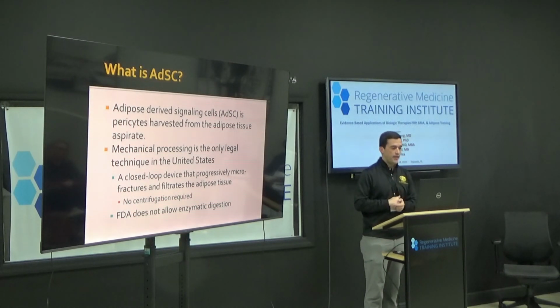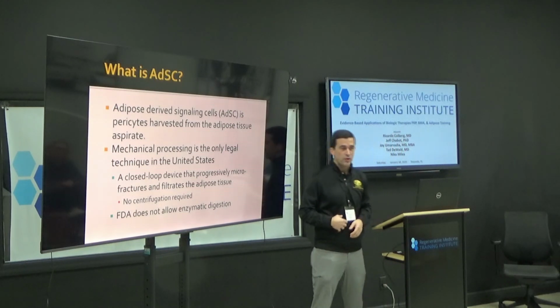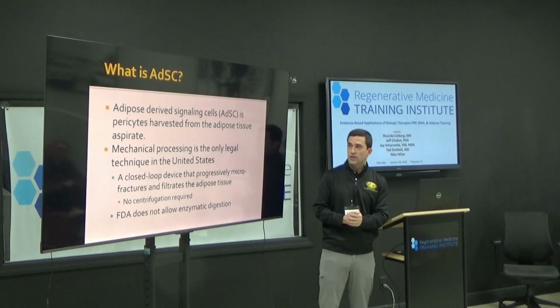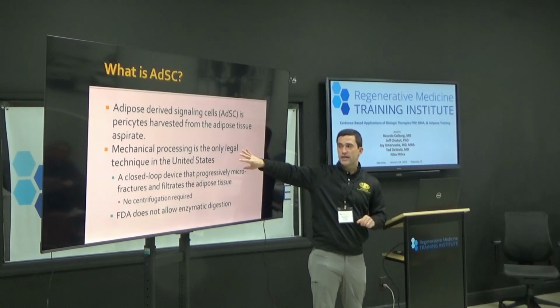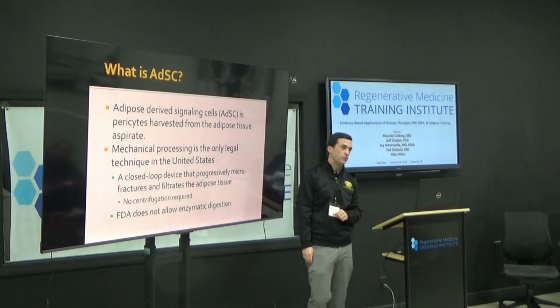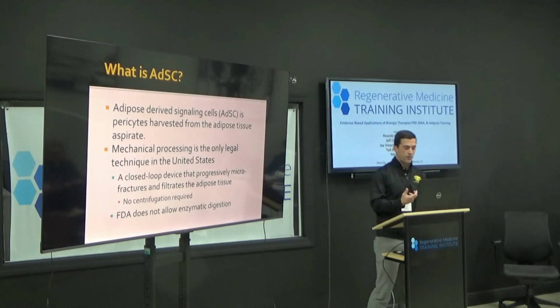Adipose cells: basically you're just using a needle to aspirate adipose tissue, and then you're processing it to extract those growth factors. One thing to understand, and Tal will go over it again, is that in the United States you can only process adipose tissue mechanically. You cannot use any enzymes to break down the product.